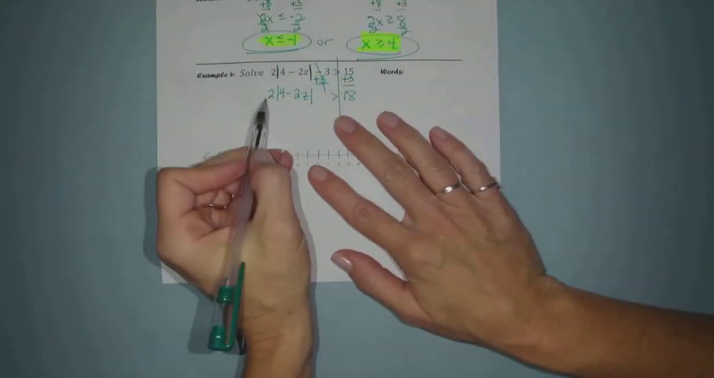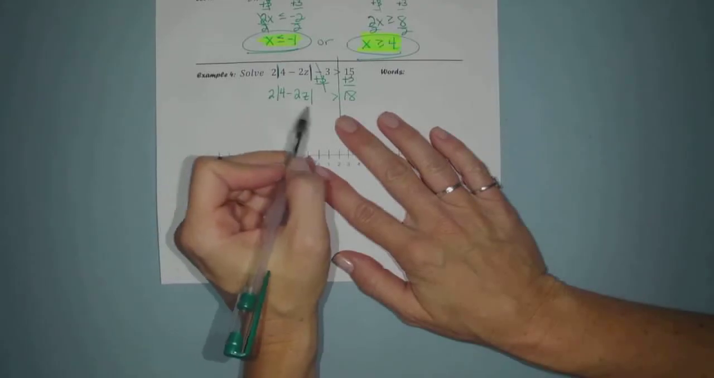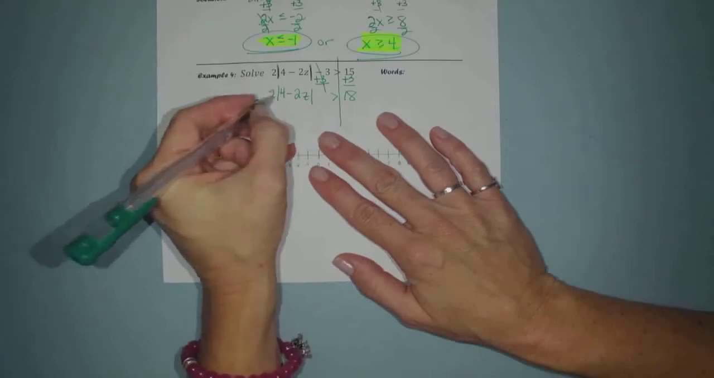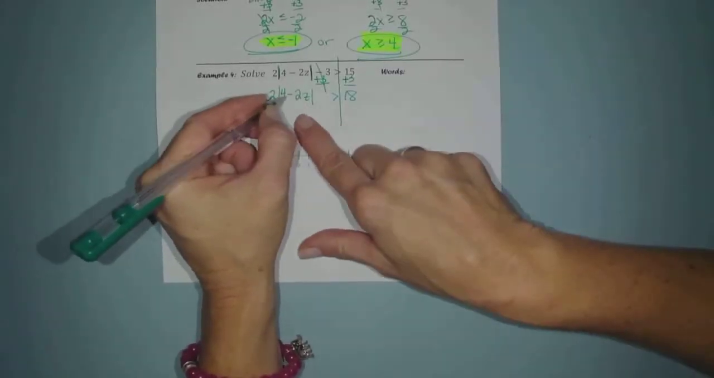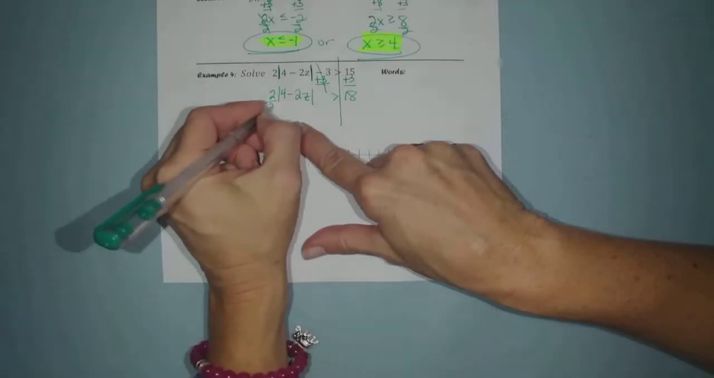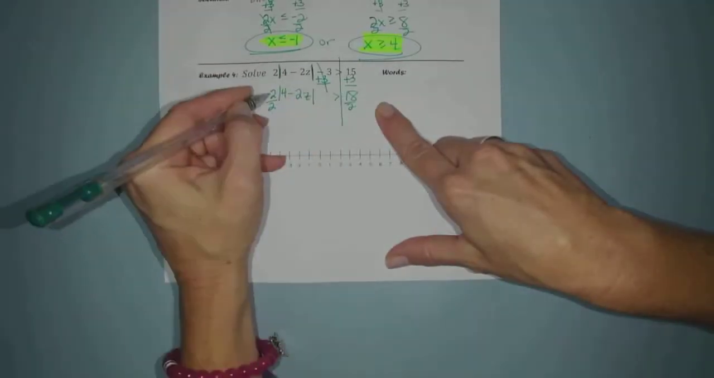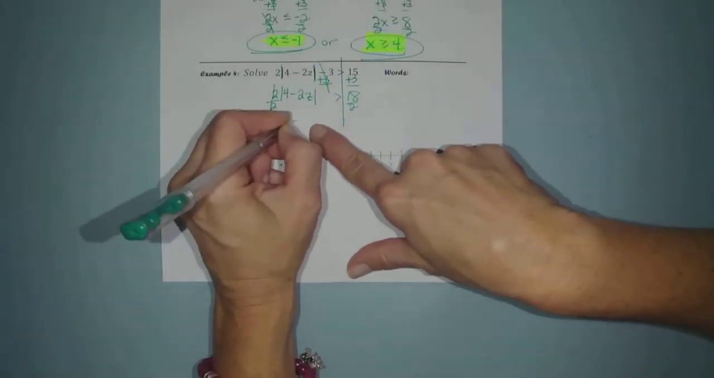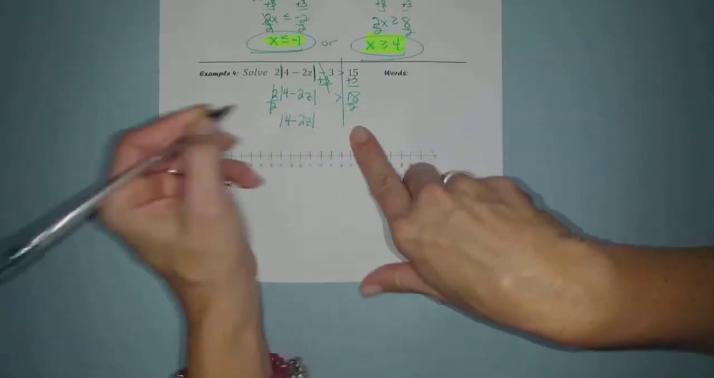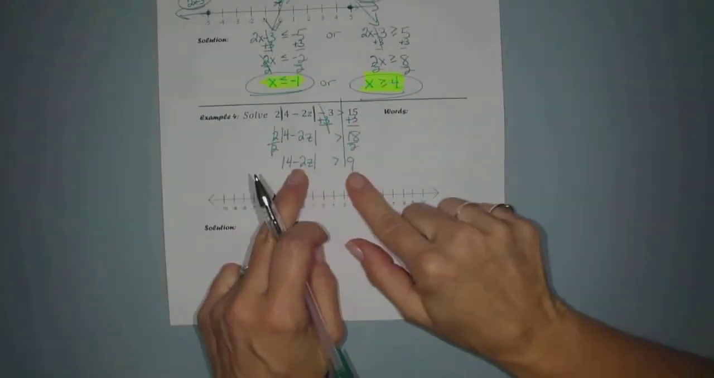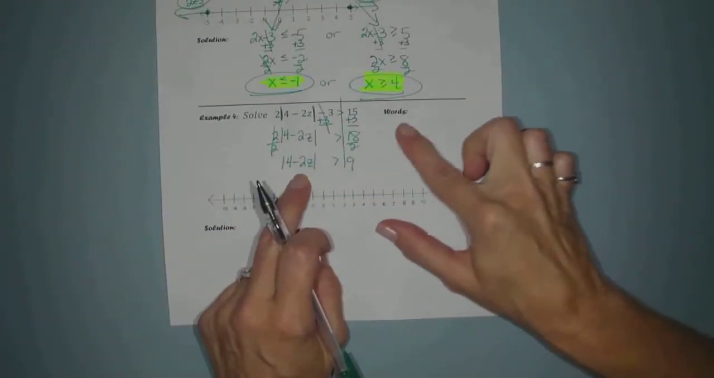Now, we are never, ever allowed to distribute into absolute value bars, so don't even think about it. These aren't parentheses. So since this 2 out here is being multiplied to the absolute value, we'll get rid of it with division. 2 divided by 2 strikes out to 1. Now I have the absolute value of 4 minus 2z is greater than 9. Okay, now that I have my absolute value bars alone, I can go to my words.